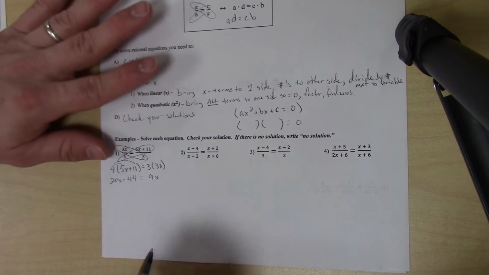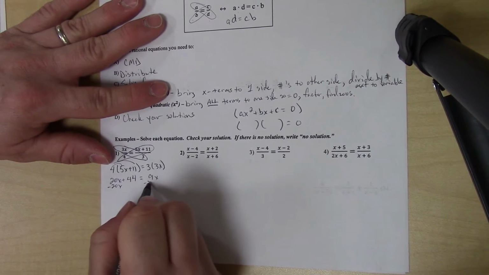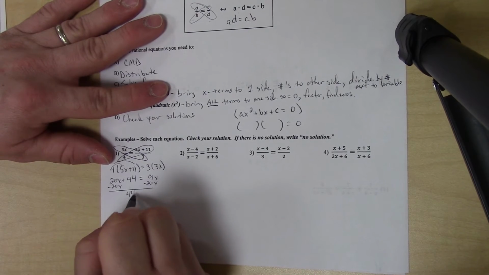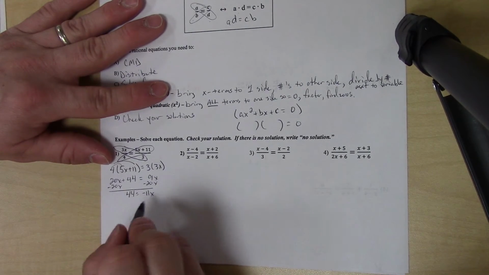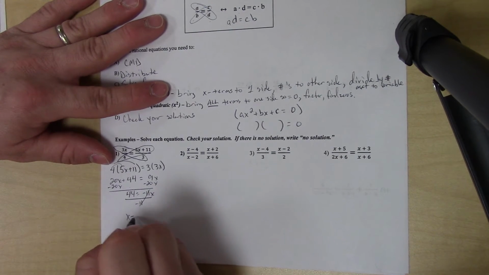Okay. Now, again, I need the x's on one side, the numbers on the other side, so I'm going to minus 20x to both sides. Get 44 equals negative 11x, and divide by negative 11 to both sides. So I get x to be negative 4.